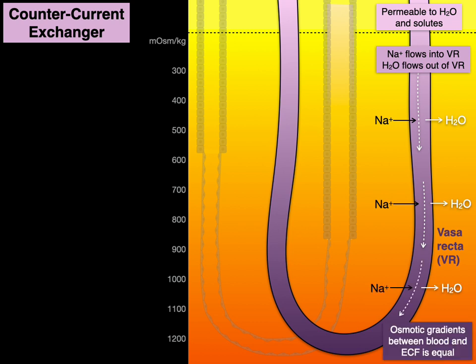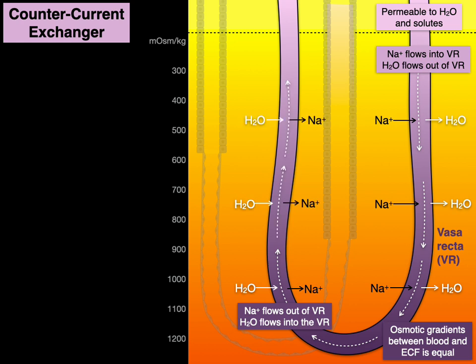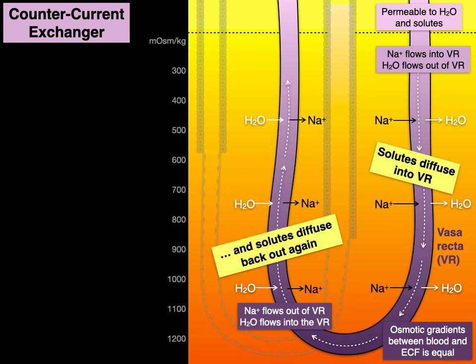And so the osmotic gradients between the blood and the extracellular fluid is continually equalizing until we do this hairpin turn, and now we go in the countercurrent, the opposite direction. Now sodium flows out of the vasa recta and water flows into the vasa recta. Okay, we have the opposite occurring. So solutes diffuse in as plasma flows down, and then solutes diffuse back out again as it countercurrents in the opposite direction.